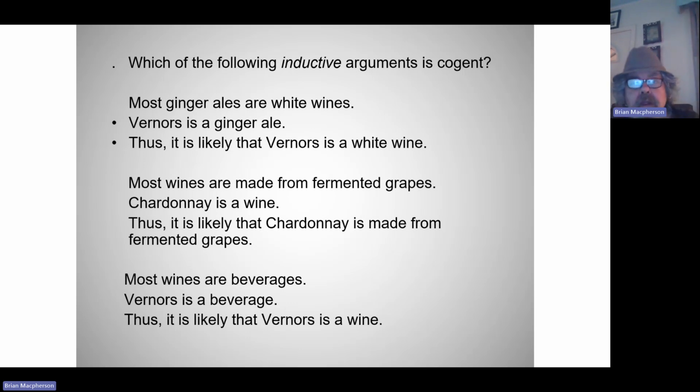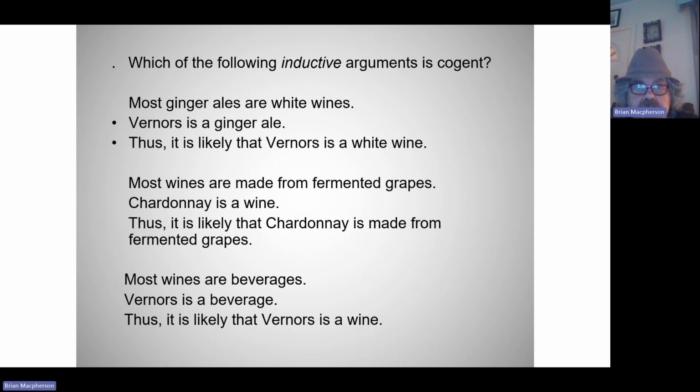It would be likely that it is a white wine, except for the fact that most ginger ales are not white wines. So the argument is inductively strong. If the premises were true, the conclusion would also be true. But the problem is that the first premise is false. So the first argument is uncogent. Okay, let's look at the argument below that. Most wines are made from fermented grapes. That's generally true, right? I know there are people that make wines out of dandelions and other things.